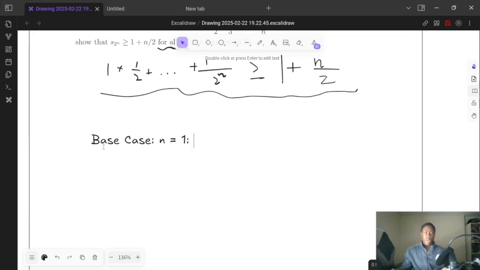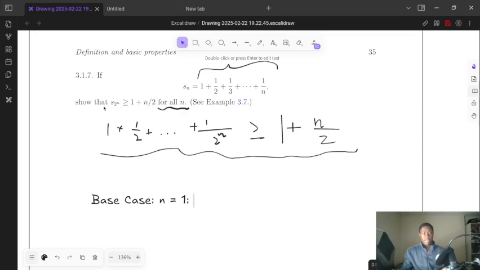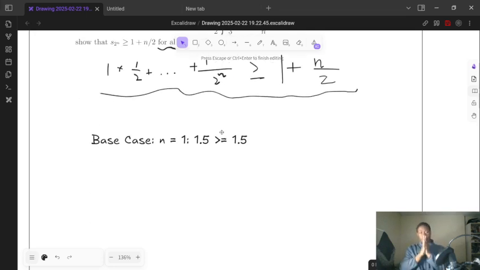With n equal to 1, we're gonna have S to the 2, which means that we stop here. And that ends up being exactly 1/2 on both sides. So we have 1.5, which is greater than or equal to 1.5. So we're good with that. Then what do we need to do? We need to first write the induction hypothesis.